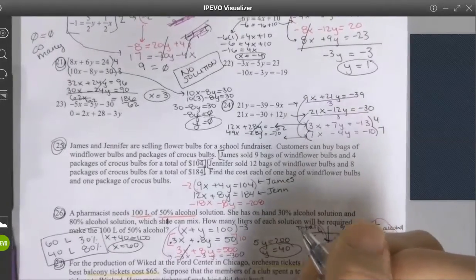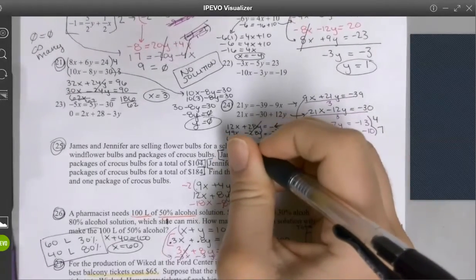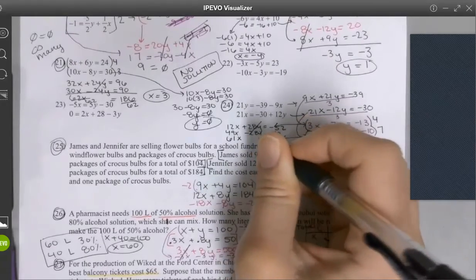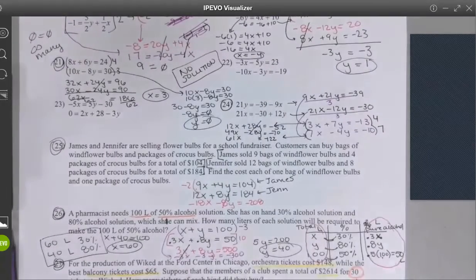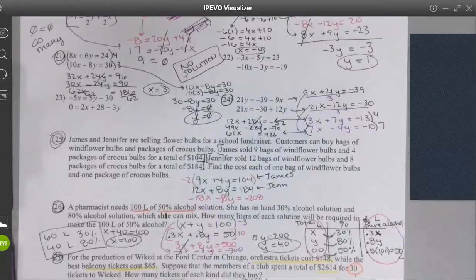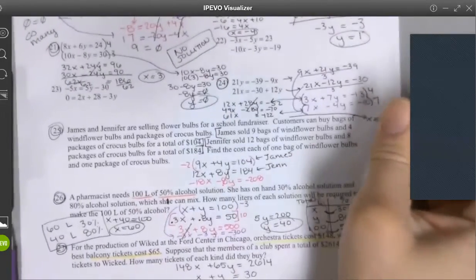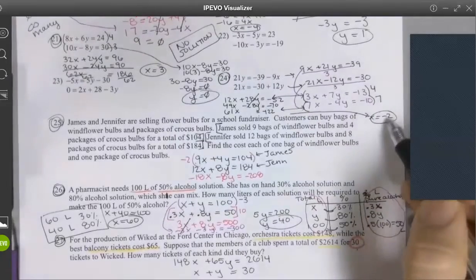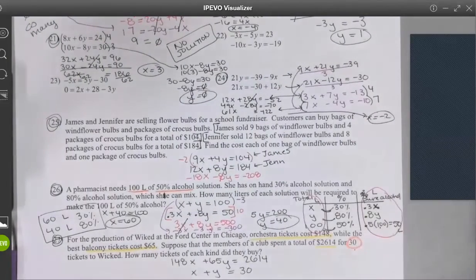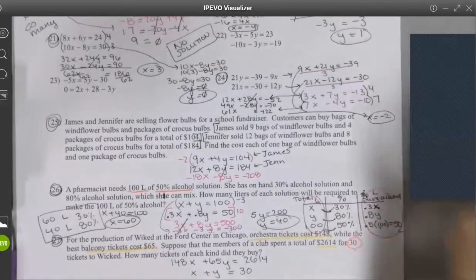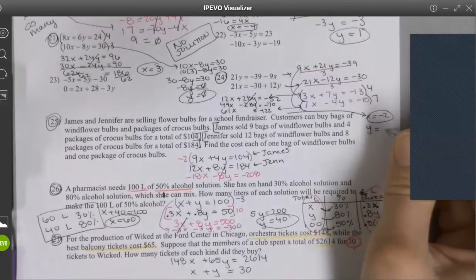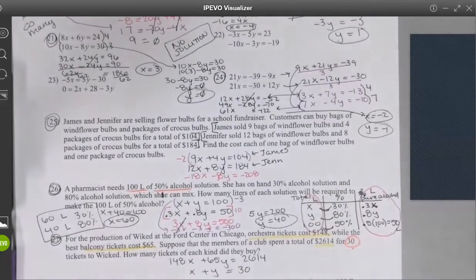And I get 61x equals negative 122, which goes in evenly. That's negative 2. X equals negative 2. And then I plugged that in, and you can plug it into any equation here. And I got y equals negative 1. Okay.